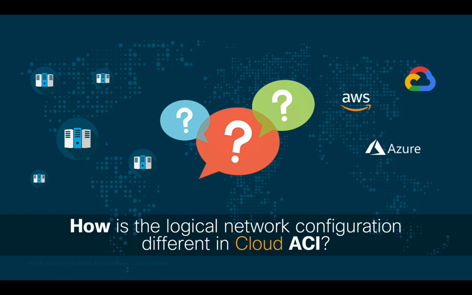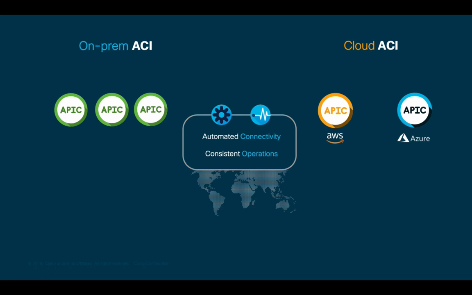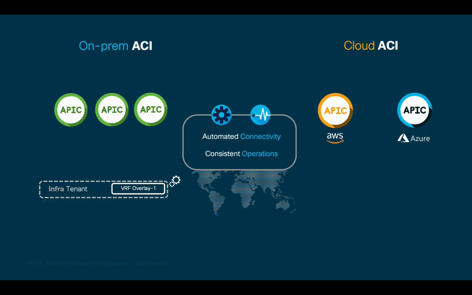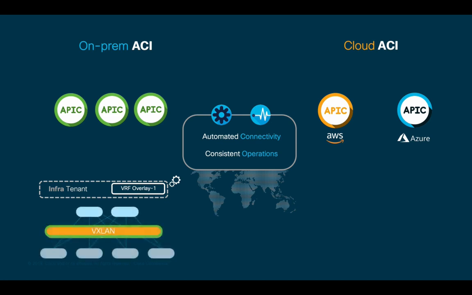After we finish the initial APIC configuration, we always have 3 default tenants that are automatically created in ACI: Infra, Common, and Management, each with their default VRFs as we learned before. In the case of the Infra tenant, its automatically created VRF is called Overlay 1, and although we don't need to do much about it, you should know by now that in the case of the on-prem environment, this is used to transport VXLAN traffic between leaf and spine nodes from multiple tenants.